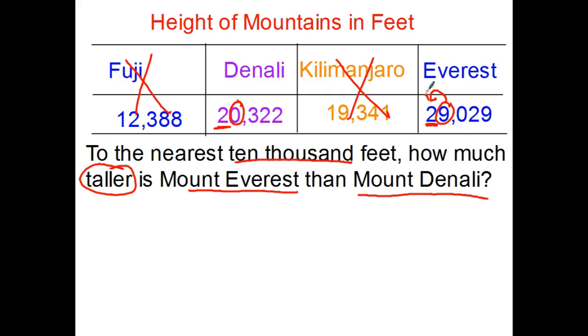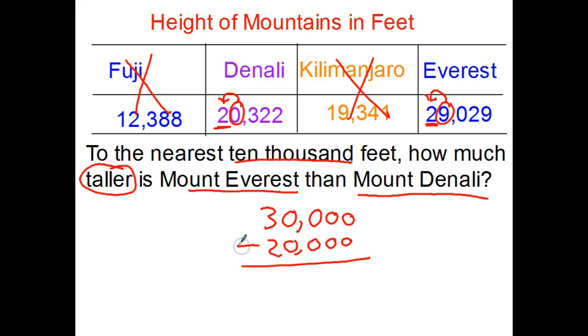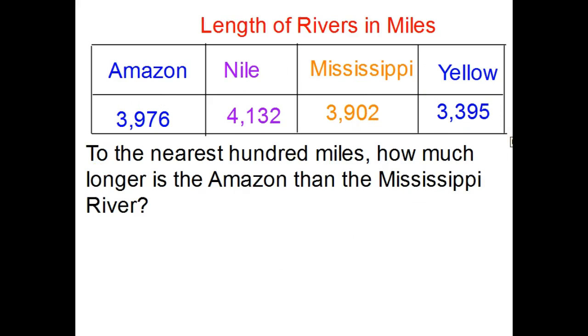Mount Everest, level 9 bully. Get off my floor, go up one more. So Mount Everest is about 30,000 feet tall. Denali, level 0 bully, stay where you're at, act like a cat. It's about 20,000 feet. Taller means I subtract again. And look how easy that is, 10,000 feet. Much easier problem than ever taking 29,029 minus 20,322.